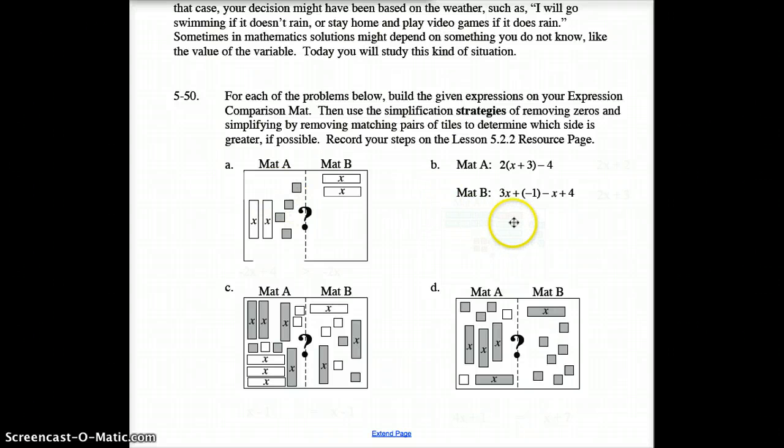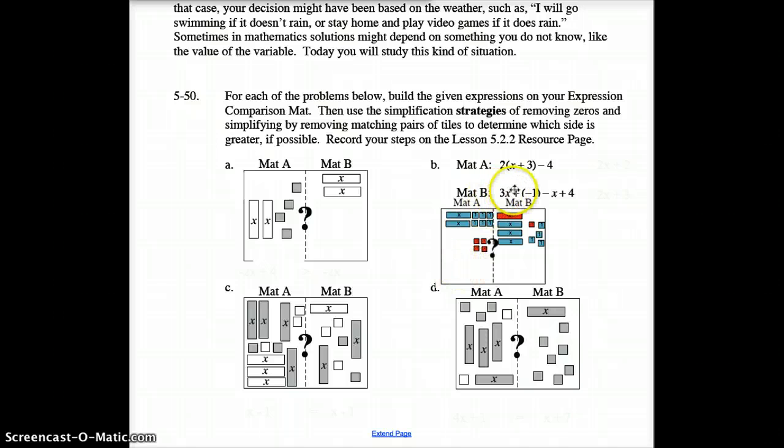Let's look at question B up here. We need to put together this equation mat. So I've got two groups of x plus 3. You're going to notice here's my x plus 3, and there's a second group of x plus 3. So I've got two groups of x plus 3. Then I also have a negative 4 or minus 4, and that you can see right here, minus 4.